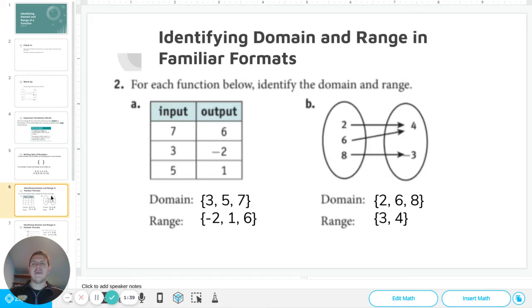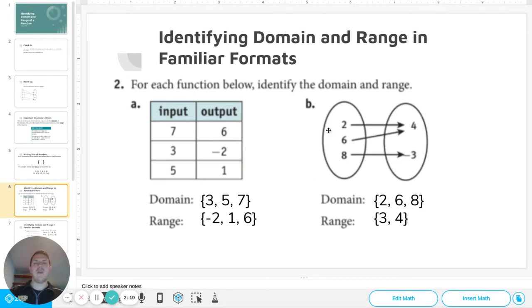If we look at identifying domain and range in forms that we're familiar with, so for instance, for part A, it says the input and output in a table here. Remember, the input is all my domain values. So to make things a little bit nicer, let's put them in order here. For my domain, I would just have 3, 5, and 7, because it goes 7, 3, and 5, but let's put them in numerical order. And then the output, once again, we want them in ascending order for 6, -2, and 1. So I'll put it as -2, 1, and 6 like I have right here.